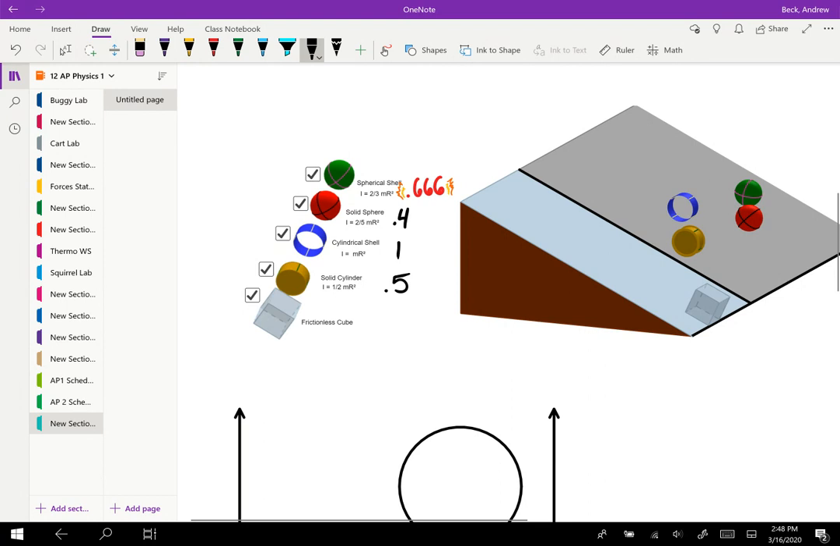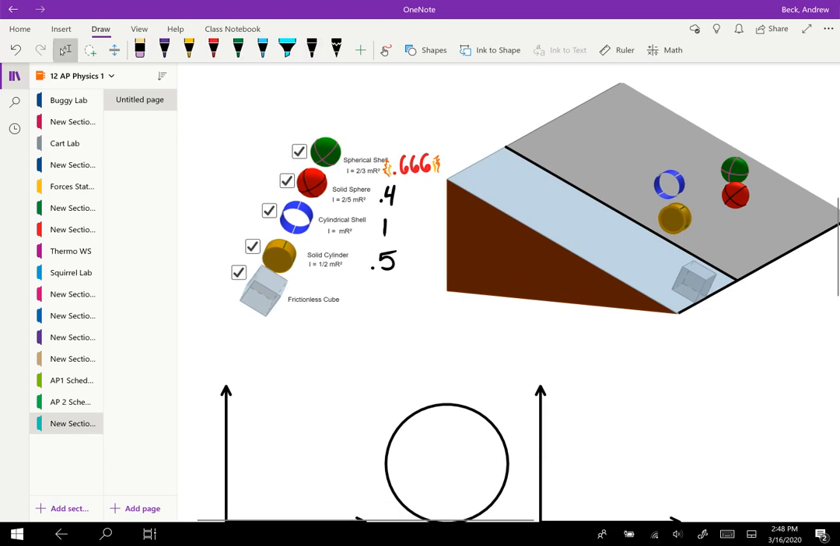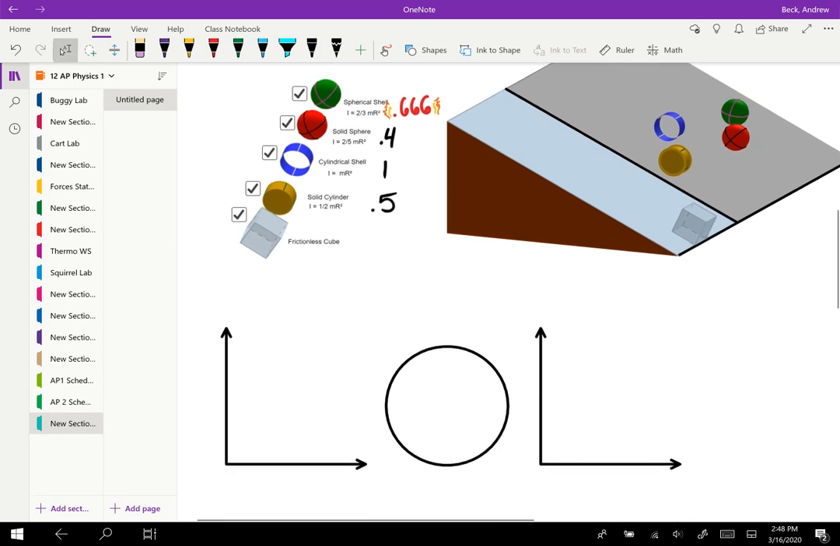So what I want to first do is do an LOL diagram for just the frictionless cube, and then we'll do one for another object and compare them and see how these things compare to each other, and how we can explain why these objects all rolled down the hill at different rates. So first, let's look at this cube.